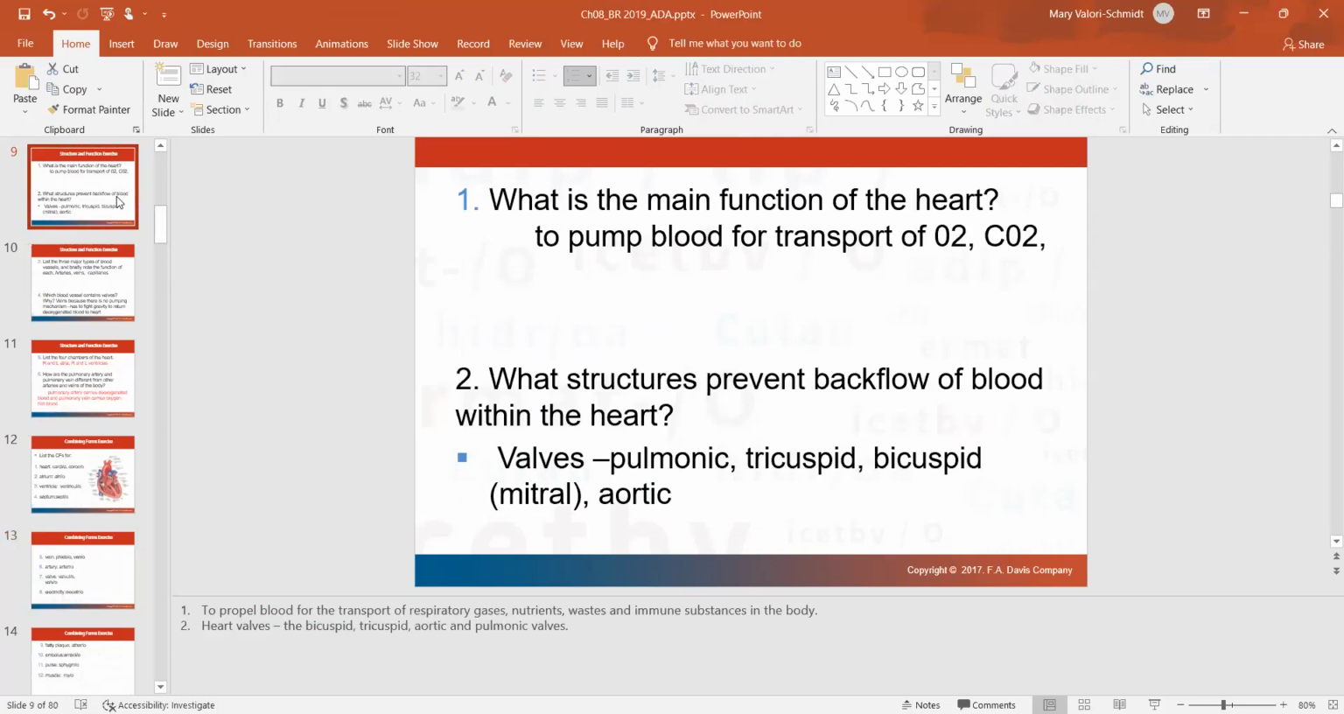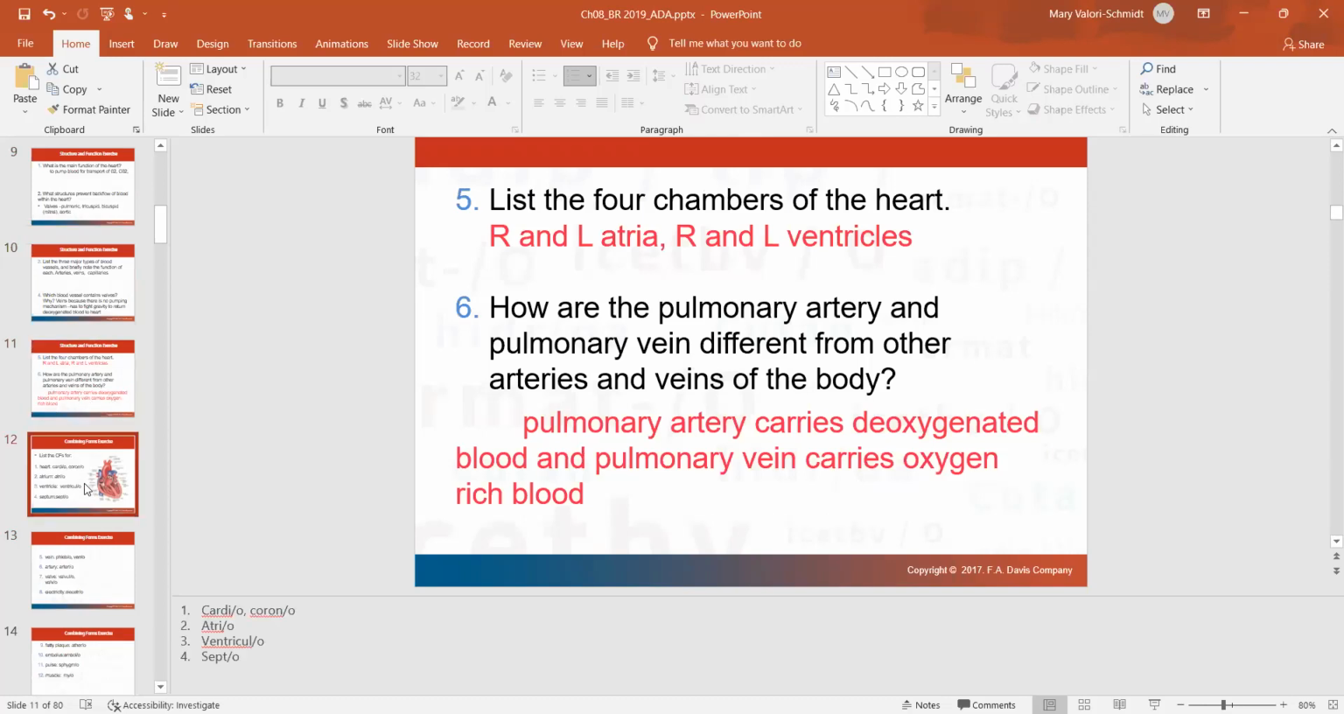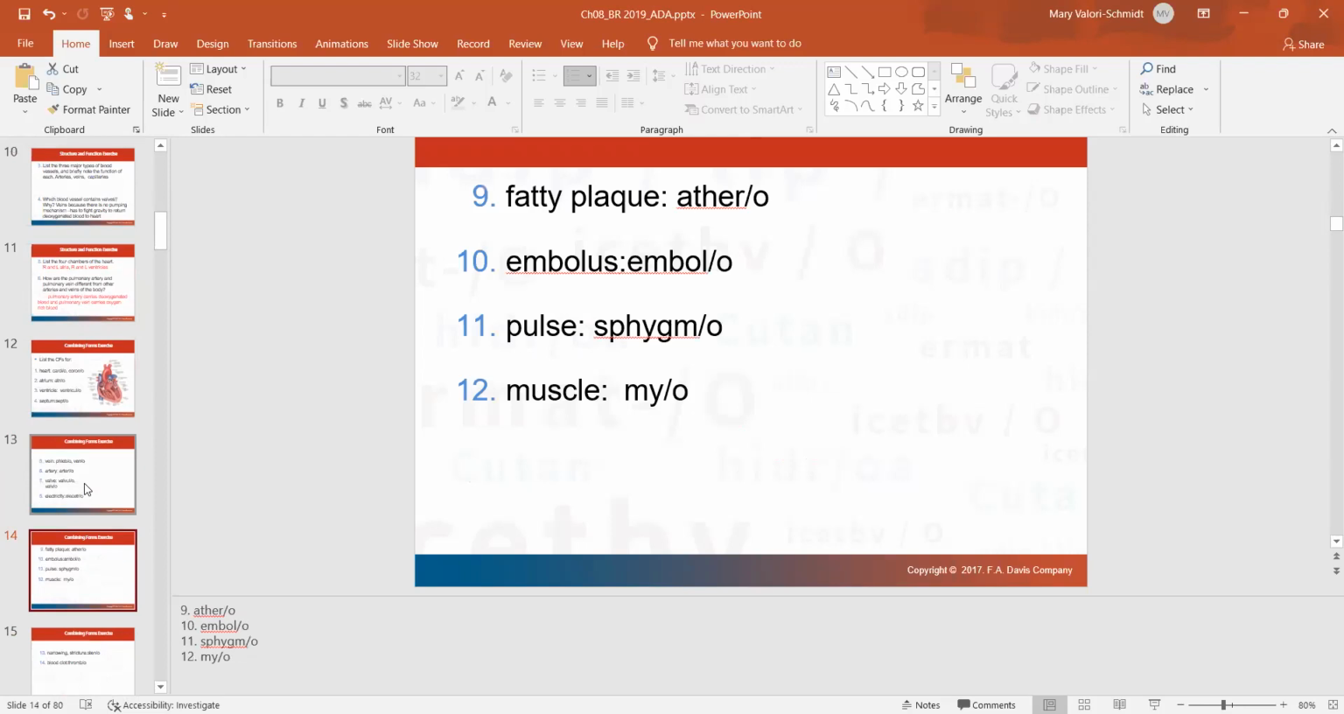So the main function of the heart is to pump blood for the transport of oxygen and carbon dioxide. Oh, did we do this already? Yeah, we did this already. My bad. It's one of those days. Did that? Okay, here we go.